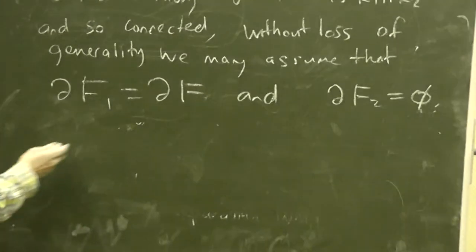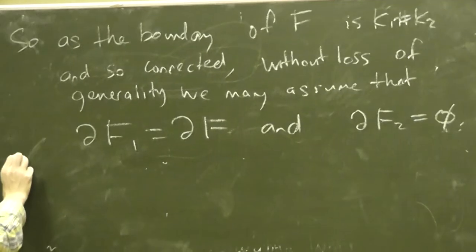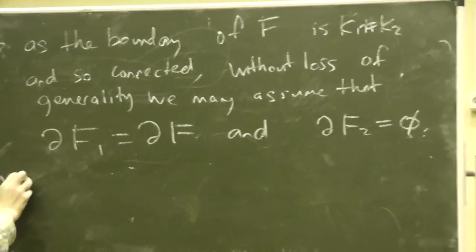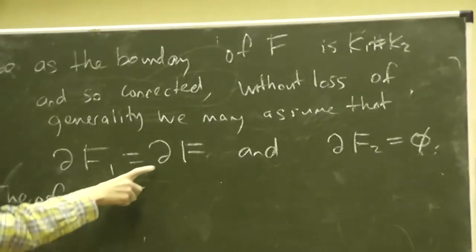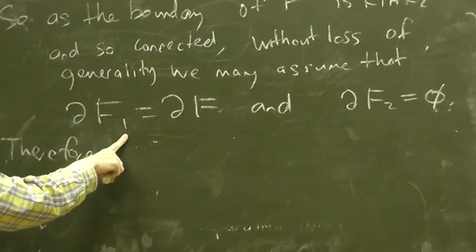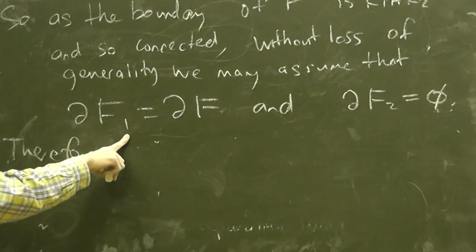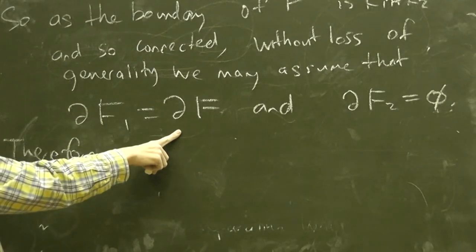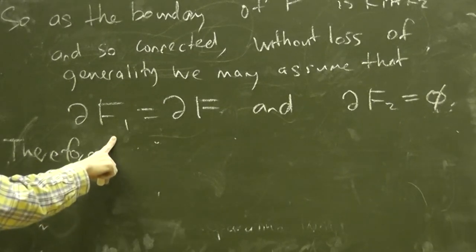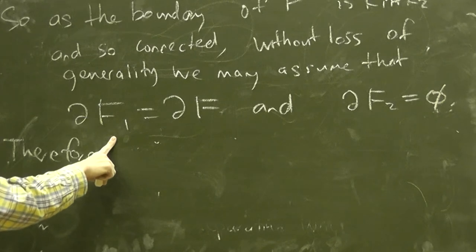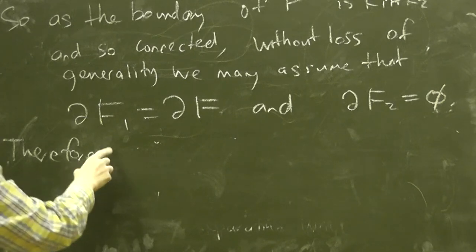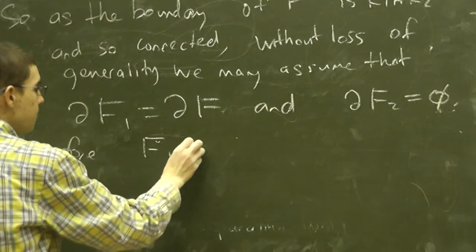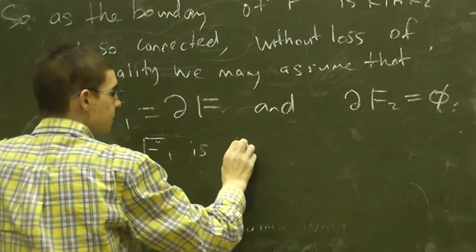Okay. All right. So now, therefore, F1 has the same boundary as F. Okay, so therefore F1 is a Seifert surface for our knot. Is that okay? So therefore F1 is a Seifert surface.